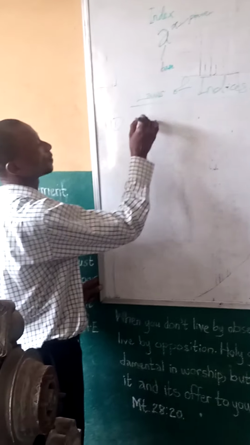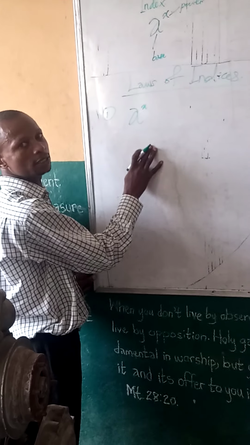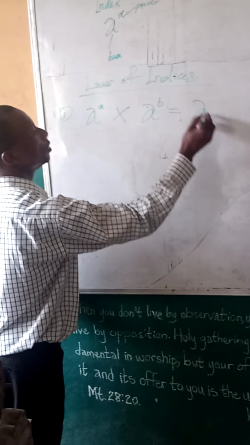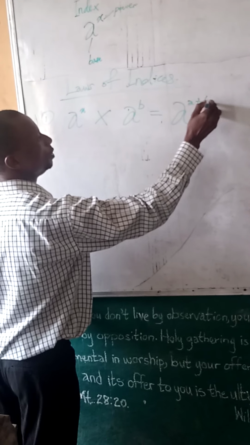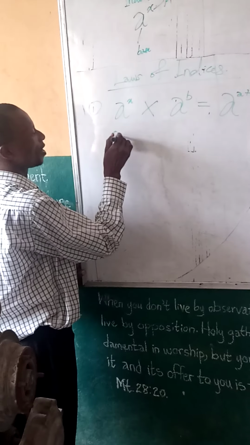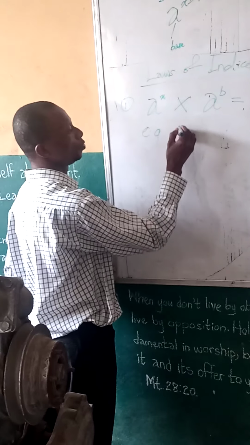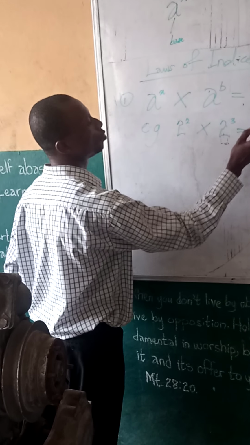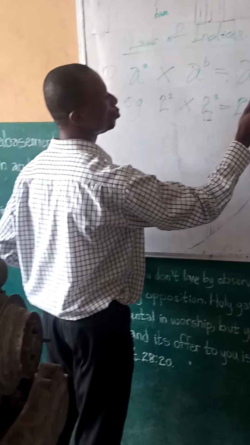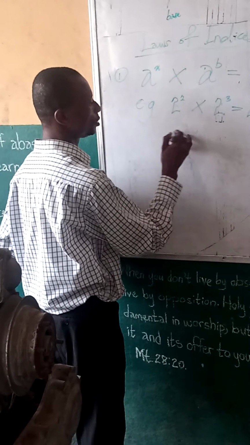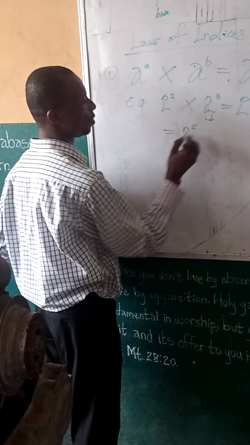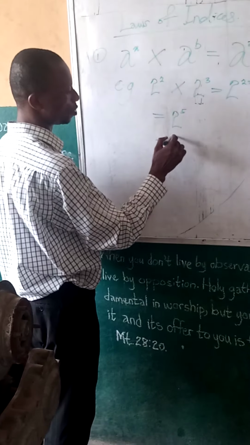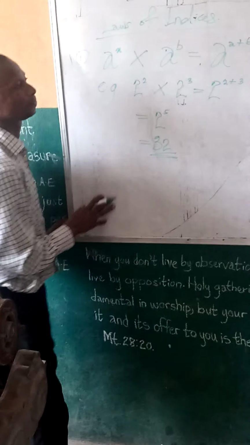The first law states if we have a raised to the power of x, multiplied by a raised to the power of b, it is equal to a raised to the power x plus b. That is, for example, 2 raised to the power 2 times 2 raised to the power 3 will give me 2 raised to the power 2 plus 3, which is equal to 2 raised to the power 5. And 2 raised to the power 5 simply means 2 times 2 times 2 in 5 places, which is 32 as the answer.